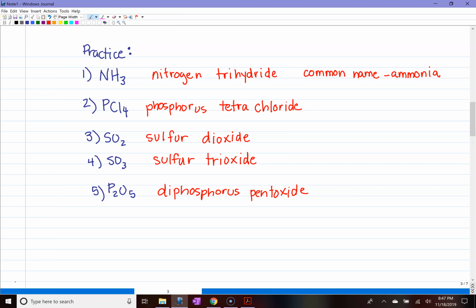Number 1 is NH3. So 1 nitrogen and 3 hydrogens would make it nitrogen trihydride. Now there's a few compounds that also have common names, like for instance H2O would be dihydrogen monoxide, but it has a common name of water. Same thing with NH3. NH3's common name is ammonia. Number 2, PCl4. 1 phosphorus, 4 chlorines. So this would be phosphorus tetrachloride.